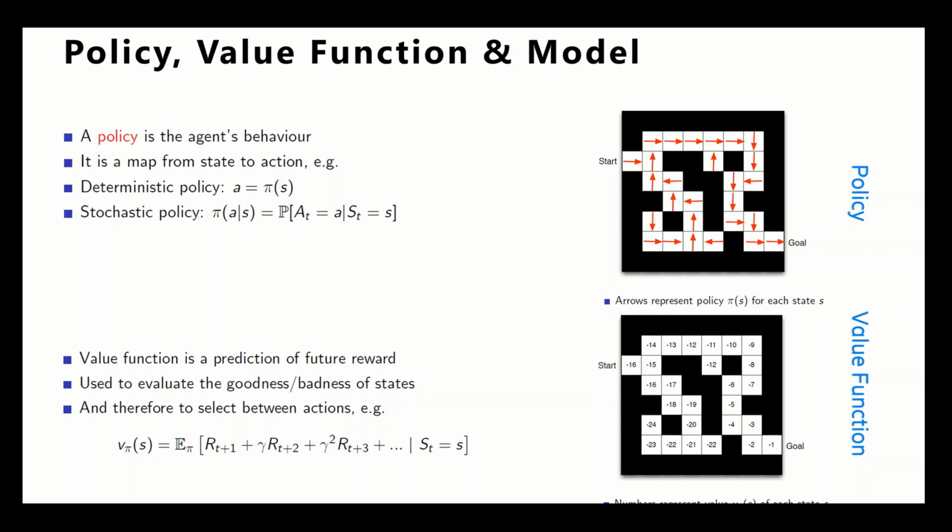Example, in the same maze example, since the cell to the left of the start has lesser value as compared to the cell to the right of it, which is minus 15, the agent knows it is supposed to move from a cell having minus 16 to minus 15 and eventually to the cell which has the max value, which is the terminal state near the goal and has a value of minus 1.